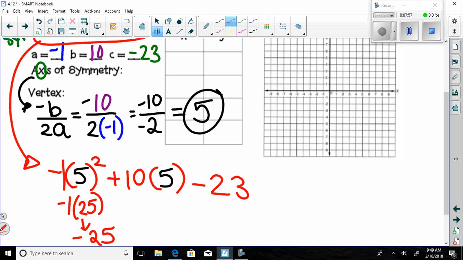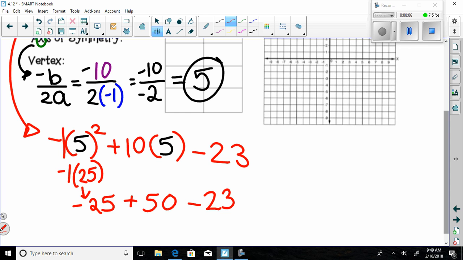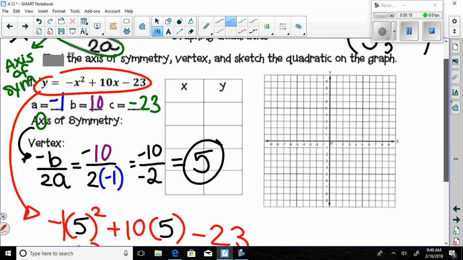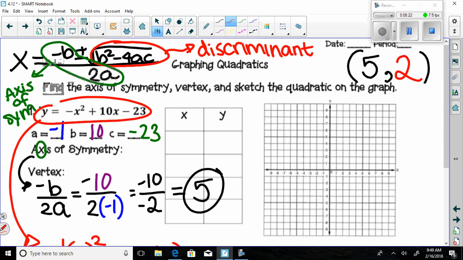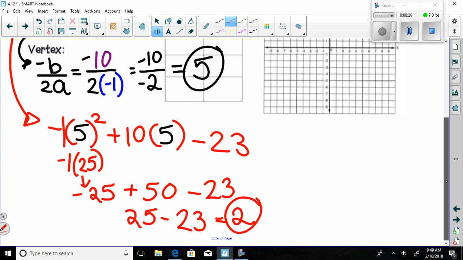Then what's 10 times 5? So plus 50 minus 23. And when I end up doing that, what is negative 25 plus 50? 25 minus 23? 2. And so the y-coordinate of your vertex is 2. So I would come up here, I'm going to put a 2. Does anyone need to still copy this? Yeah.